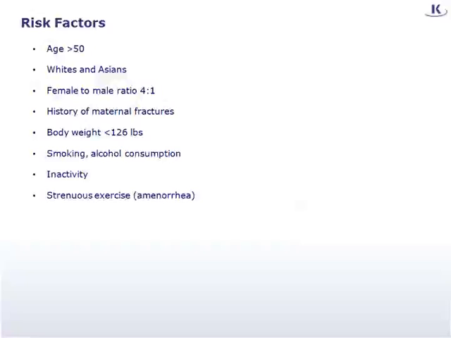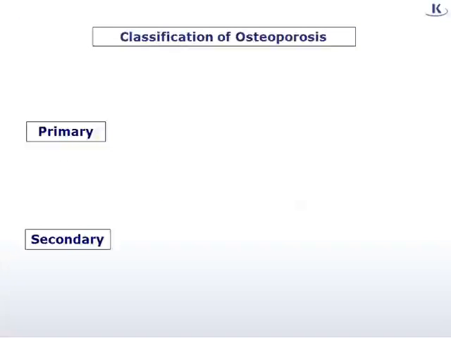Inactivity is a risk factor, as is strenuous exercise, which in extreme cases results in amenorrhea, such as in female athletes. Osteoporosis can be classified as primary or secondary. Primary or involutional osteoporosis has no identifiable underlying etiology. It can be further classified into type 1, or postmenopausal, and type 2, or senile osteoporosis.